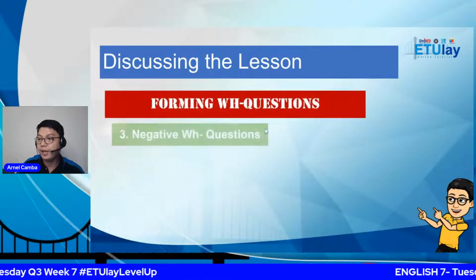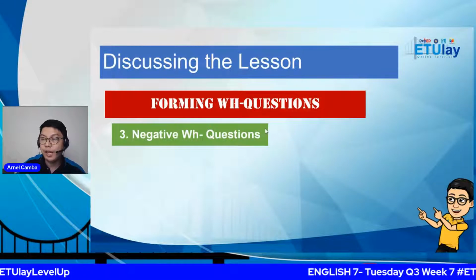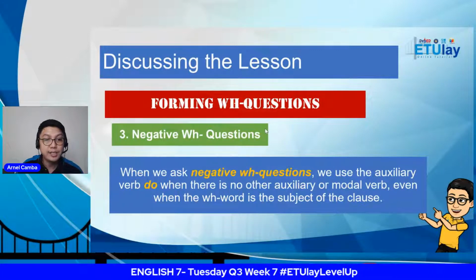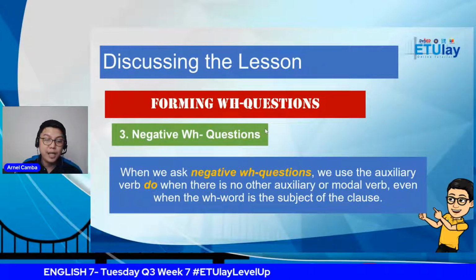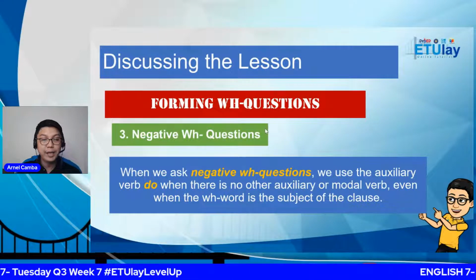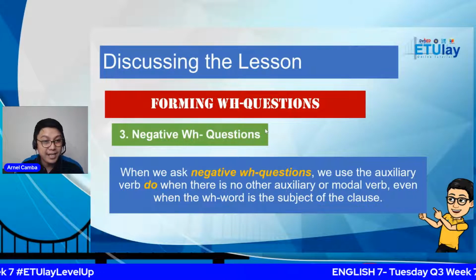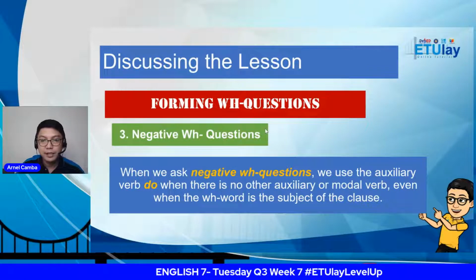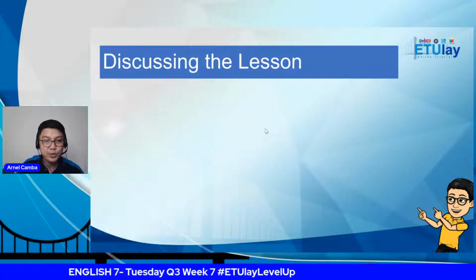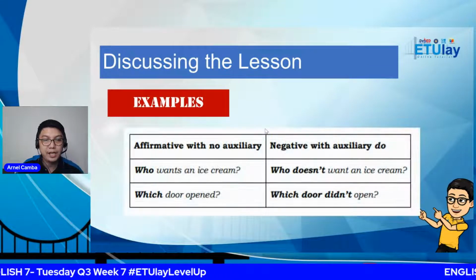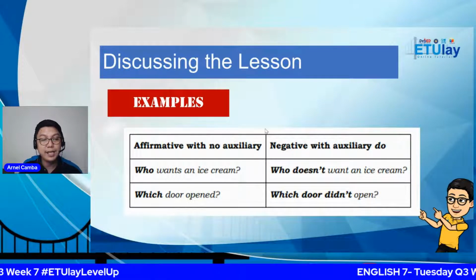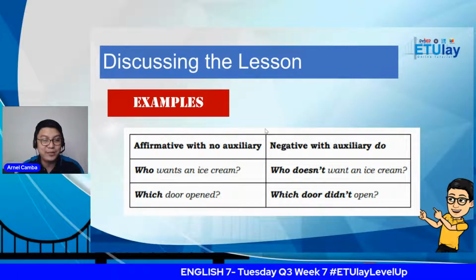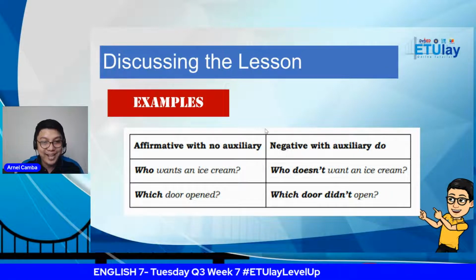And of course, the negative WH questions. When we say negative WH question, it simply means it's the opposite of affirmative. Affirmative means yes, okay. But if it's negative, it's the opposite. Examples are like this. Affirmative: who wants an ice cream? It's a bit hot today, right? So it's fun and timely to eat ice cream.